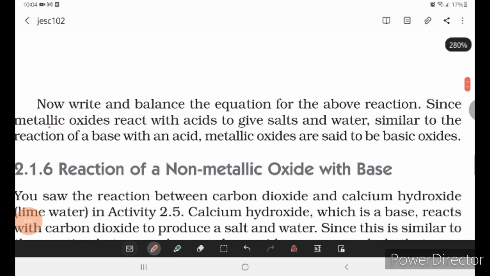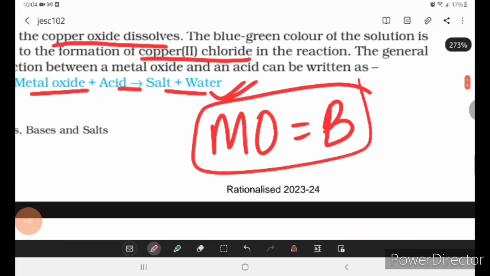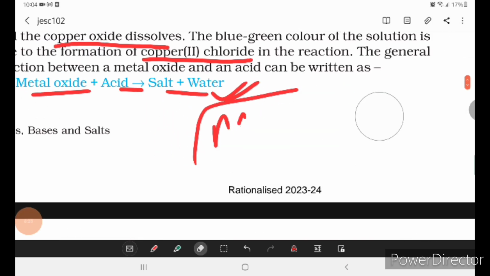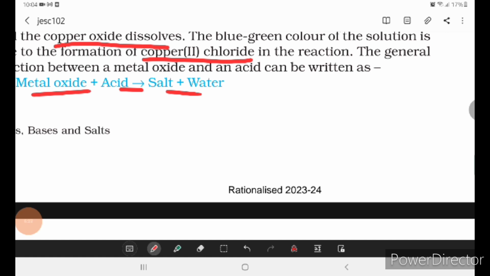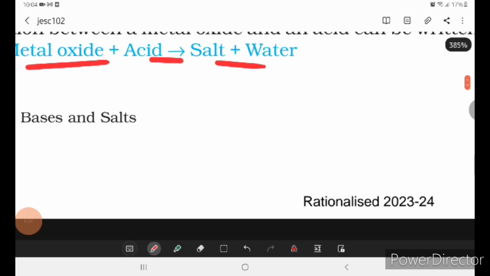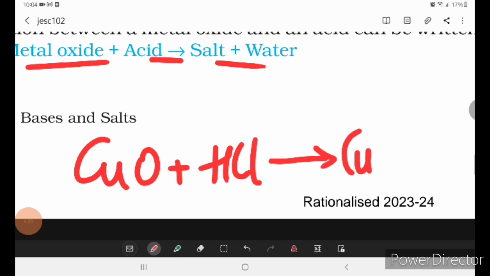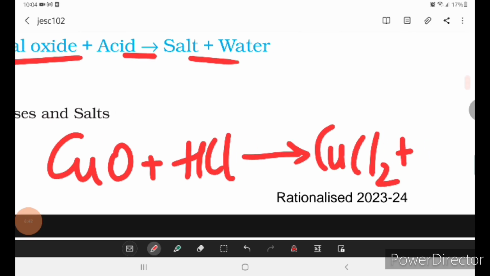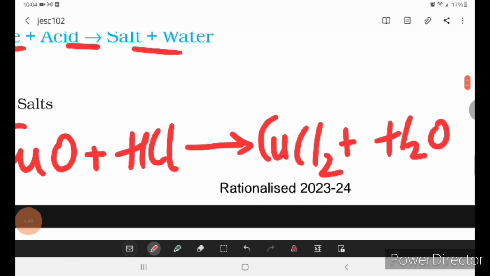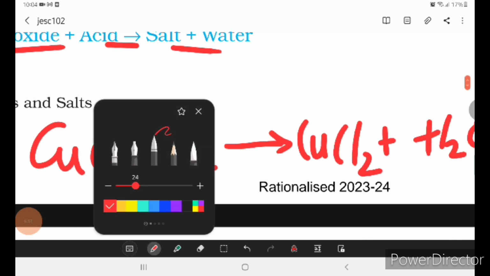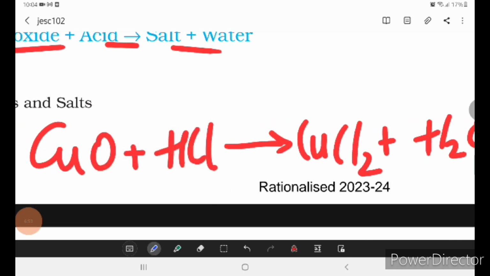Now write and balance the equation for the above reaction. Now let's write the equation for the above one. What are the reactants here? We have CuO and an acid, HCl. They react and form CuCl2 plus H2O, that is salt plus water. This is a salt and this is water. Now let's try to balance this equation.